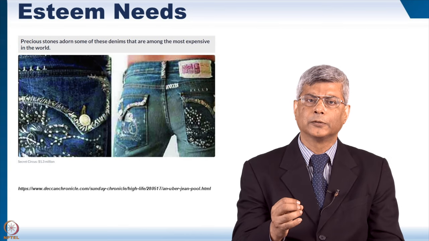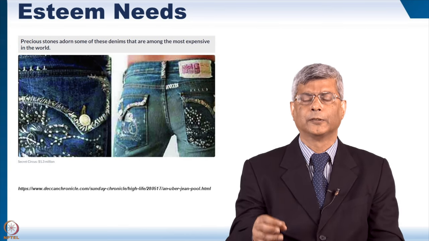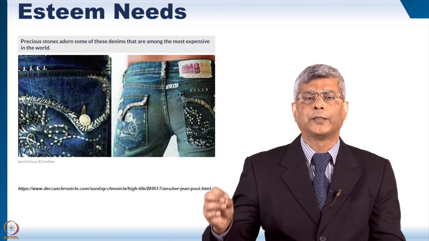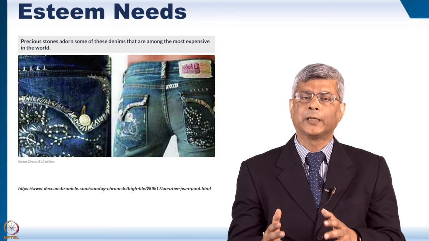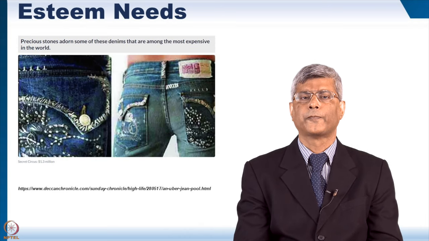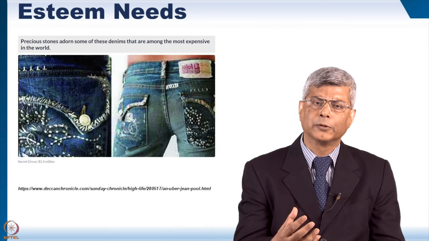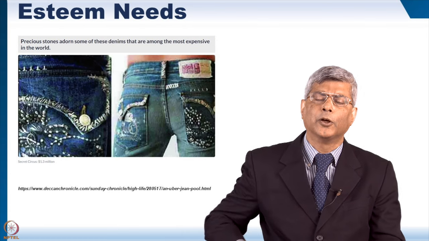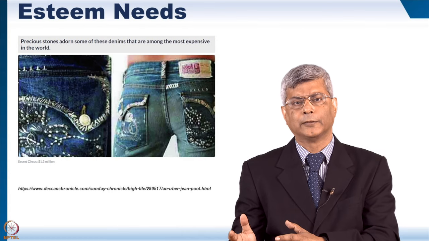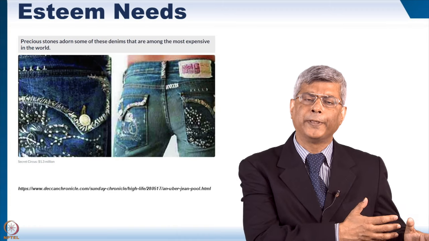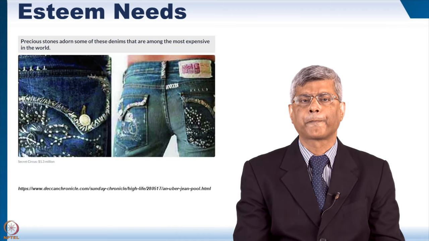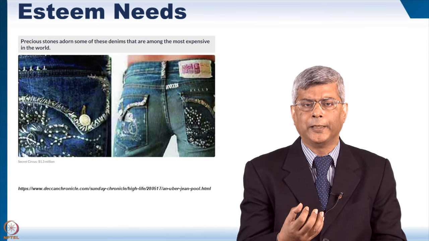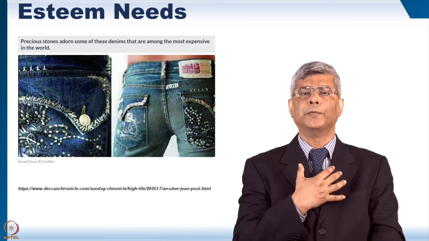And a pair costs not $100, not $1,000, not $100,000. It costs $1.3 million, which in Indian currency is 10 crores. Why does it cost 10 crores? Because it's got diamonds, big, expensive diamonds, stitched on the back pocket. Imagine a jeans with diamonds costing 10 crore rupees or $1.3 million. It's not a basic need. It's an esteem need or a prestige need to show to others that I am important.